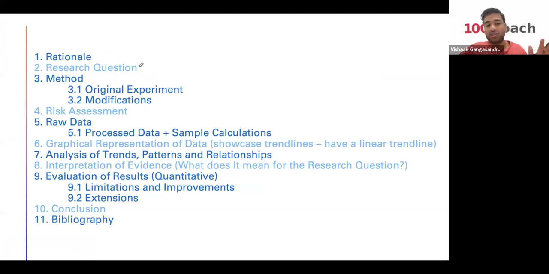Okay. Research question depends. Method, it depends. Keep it short, maybe like 100, 150 max. Risk assessment, like 50 words max. Don't spend more time on it. Raw data, this really shouldn't count towards your word count because it's just your raw data and sample calculations, which shouldn't count towards your word count.